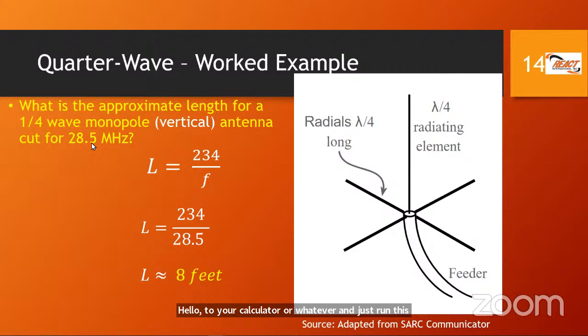So for 28.5 megahertz frequency, if you're operating as an amateur radio operator on that frequency, for your antenna to be resonant in a quarter wavelength design, it will be 8 feet long, right? That's what it means.